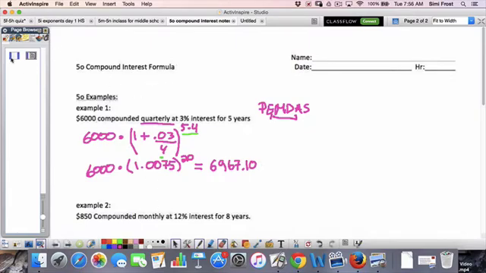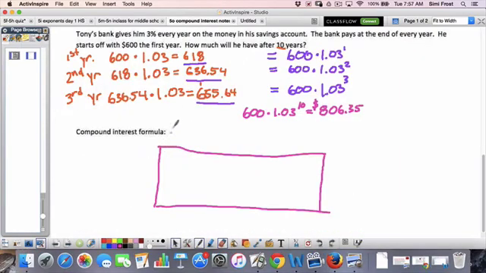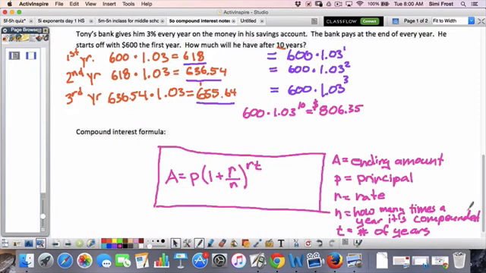All right, before we go to do the rest of these, let's go ahead and jump back and actually write in our formula now. Okay, our formula is A equals P times 1 plus R over N, all to the power of N times T. All right, so what are each of these pieces here? A is the ending amount. P is the principal, so what we're starting with. R is the rate. N, how many times a year it's compounded, and T, the number of years.